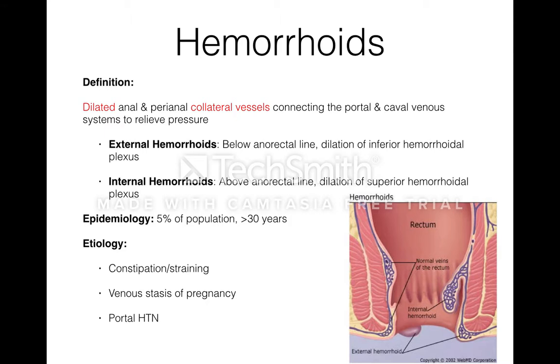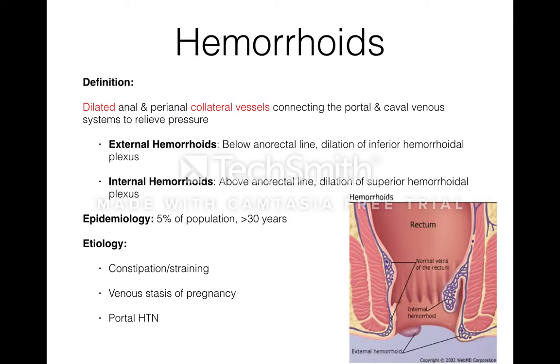So the last topic we will discuss in this video is hemorrhoids. These are just dilated anal and perianal collateral vessels connecting the portal and caval venous systems in order to relieve venous pressure within the hemorrhoidal plexus. They are classified as either external or internal based on their location below or above the anorectal line. External hemorrhoids are located below the line and are due to dilation of the inferior hemorrhoidal plexus. Internal hemorrhoids are above the anorectal line and due to dilation of the superior hemorrhoidal plexus.